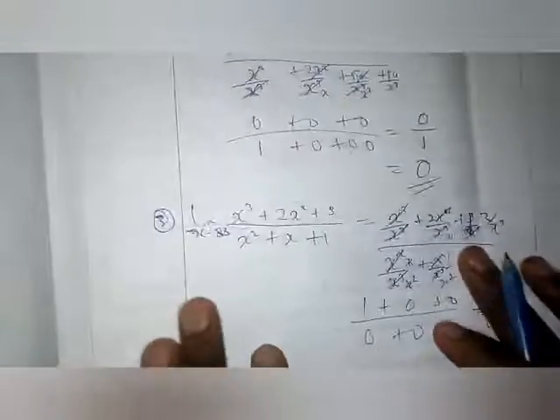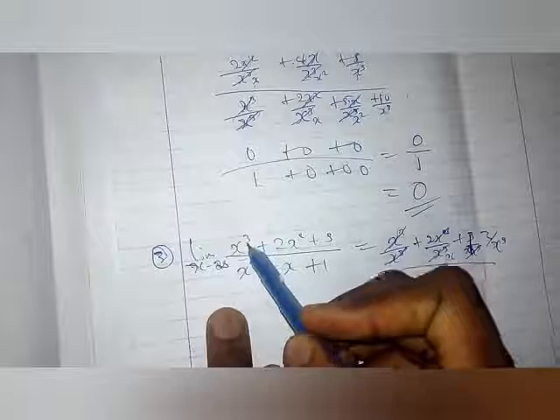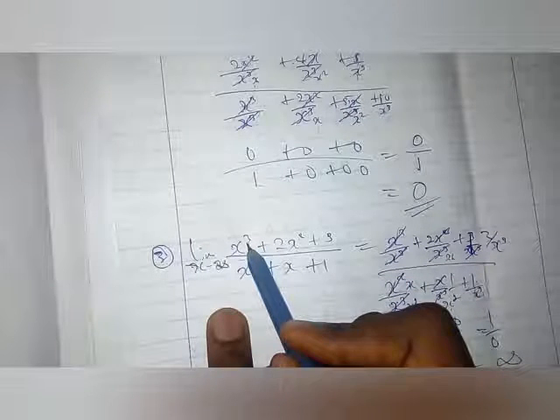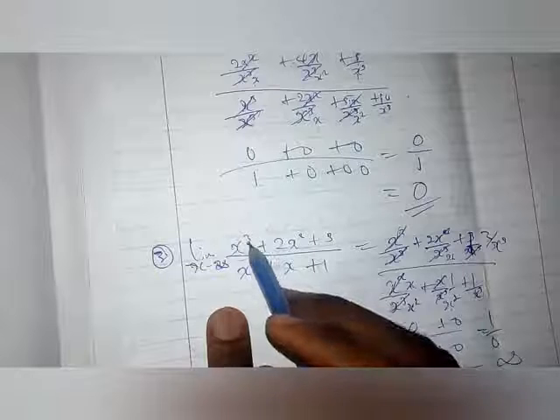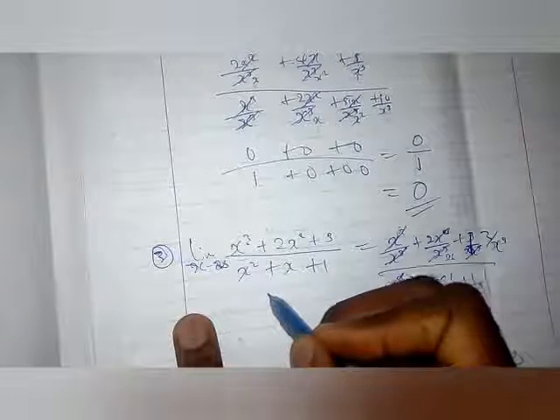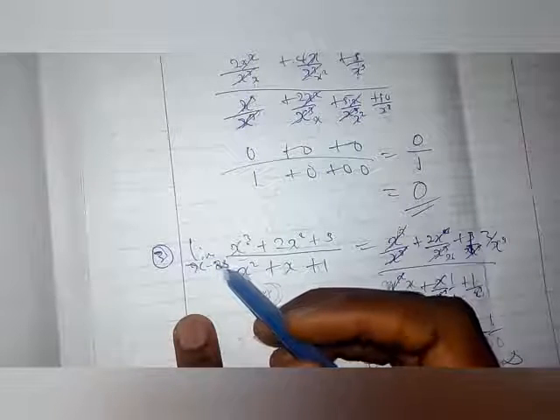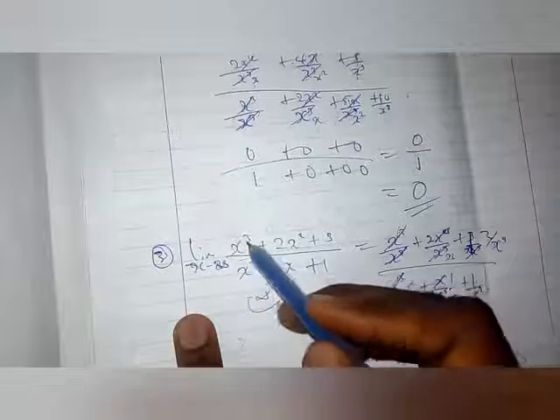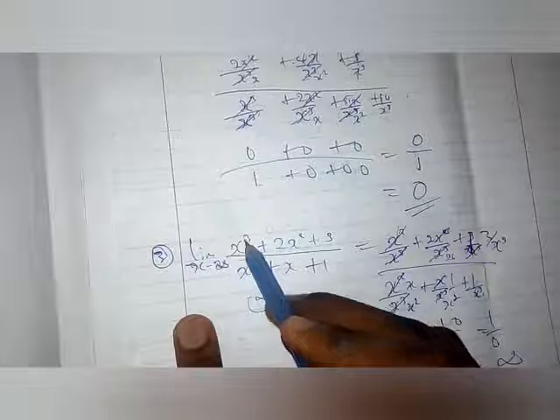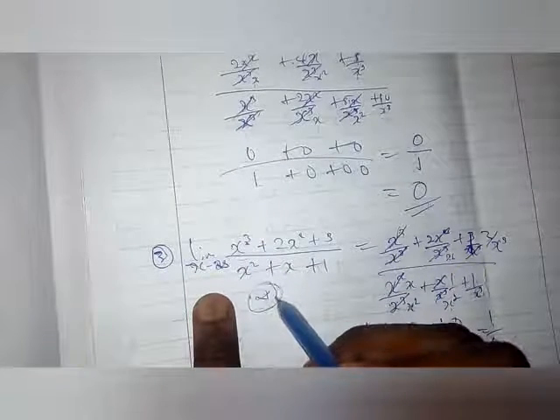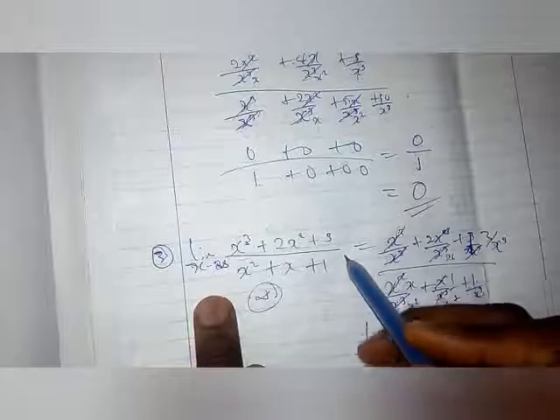So in short, whenever the highest degree of x is in the numerator, you have infinity as your answer. So as the limit of the function tends to infinity and the highest degree of x is in the numerator, then you will always have infinity.